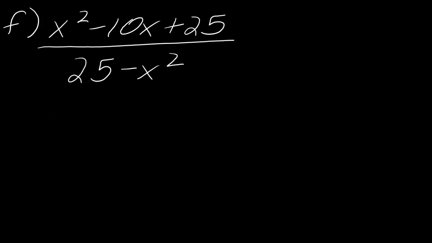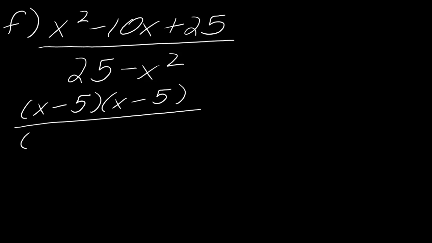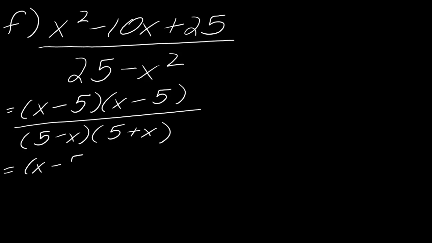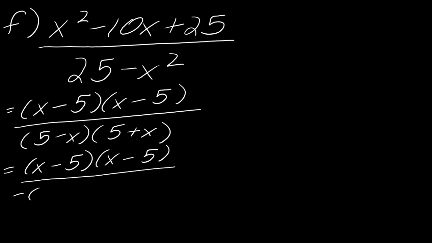Okay, so for this one, let's see, this is going to factor as x minus 5 times x minus 5, and then this is going to be over 5 minus x times 5 plus x. Now once again, be careful with that, right? The number came first with this one, so that would mean that the x has to come second in the factorization. Okay, so now I can see that I need to factor out -1 probably from here. So if I were to write all of this out, I've still got x minus 5 times x minus 5 over negative x minus 5, and then 5 plus x.